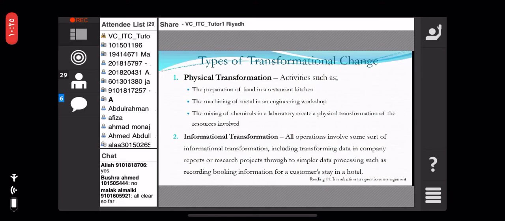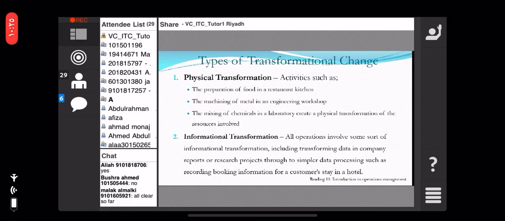Number 2 is informational transformation. Any informational transformation: how to transfer the information from one form to another form. All operations involve some sort of information transformation, including transforming data in company reports or research projects through to simpler data processing such as recording booking information for customers staying in a hotel.